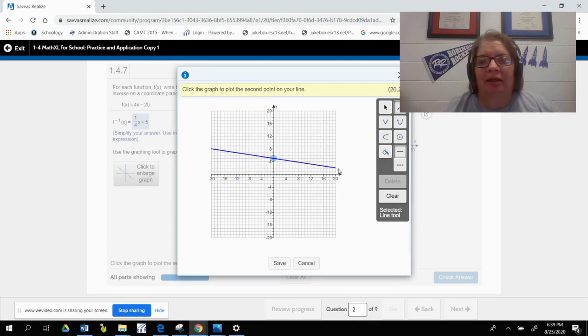Whenever you move that, watching the right side of the little yellow bar, it tells you where you're at. So this was 0, 5. That's the y-intercept. The slope is up 1 and over 4. That did not go up 1 and over 4. Okay, we're going to drag this one. Up 1 should be 6.